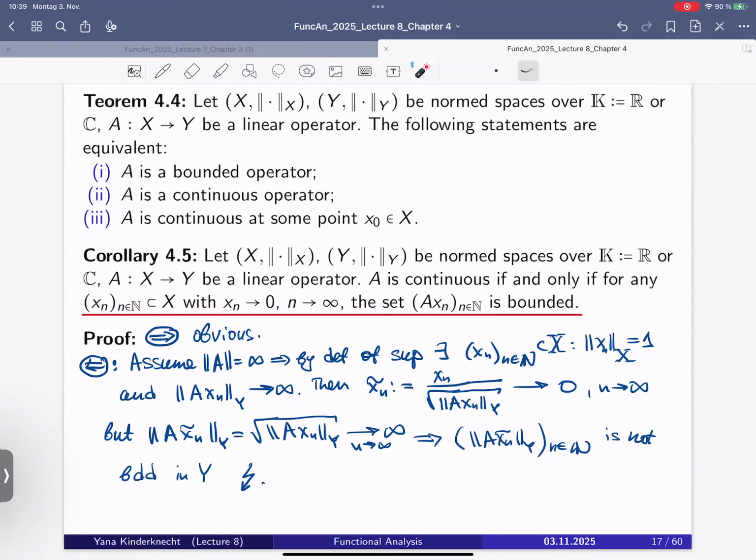Okay, so please remember, if we have a linear operator, it is bounded if and only if it is continuous. And it is enough to check continuity at only one point. And this is also a nice criterion of continuity or boundedness. Okay, so let us go further.